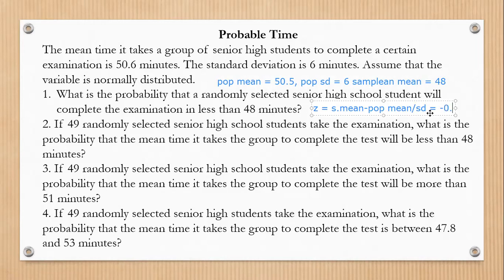negative 0.43. Okay, so if you know already your Z value, you need to find its critical value or the table value. And this negative 0.43 corresponds to a value of 0.3336, or that is equal to 33.36%. So that's the probability that a senior high school student will complete the examination in less than 48 minutes.